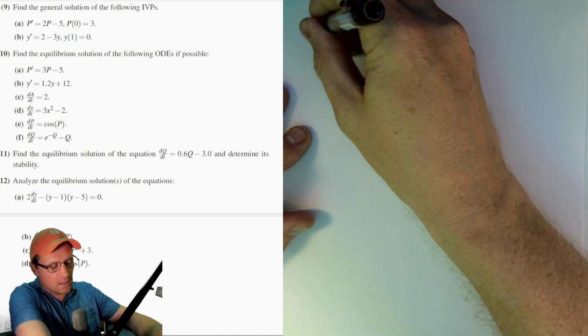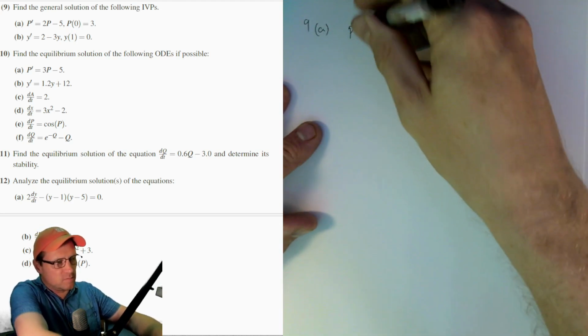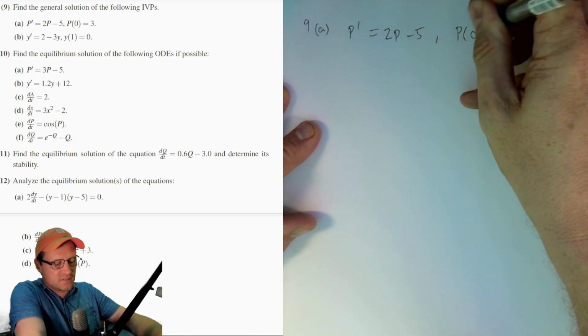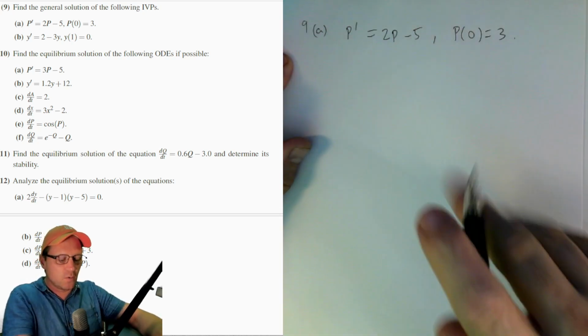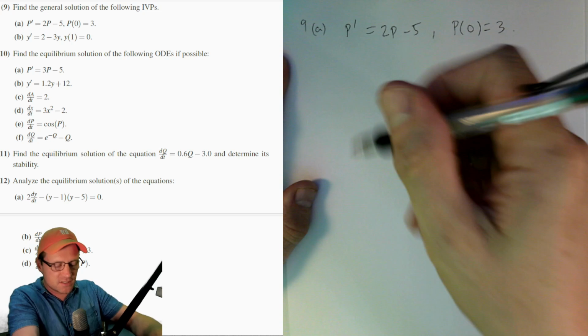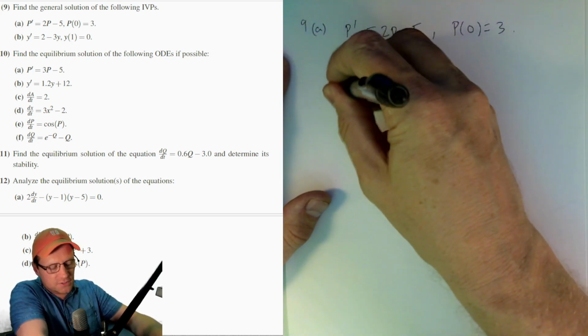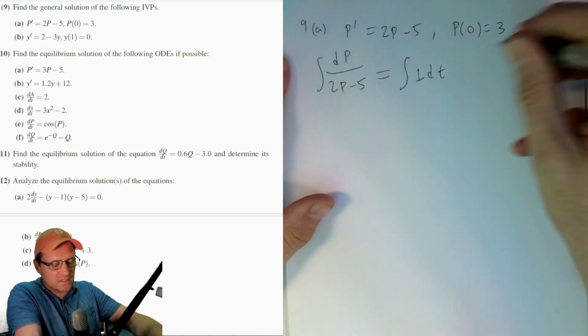In 9a, we have the initial value problem p' = 2p - 5, where p(0) = 3. This equation is separable. It's also linear, but let's solve this as a separable equation. Separating this, we have dp/(2p - 5) = dt.